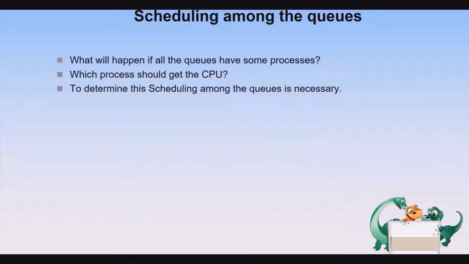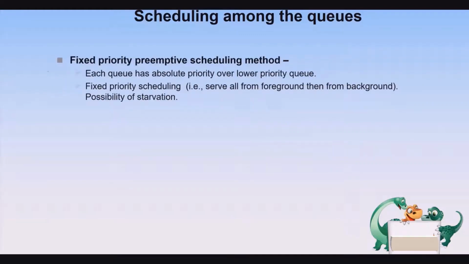Now, scheduling among the queues. What will happen if all the queues have some processes? Which process should get the CPU? To determine the scheduling among these queues, it is necessary to have a method. There are two ways to do so. First, you've got the fixed priority preemptive scheduling algorithm, where each queue has an absolute priority over the lower priority queue.